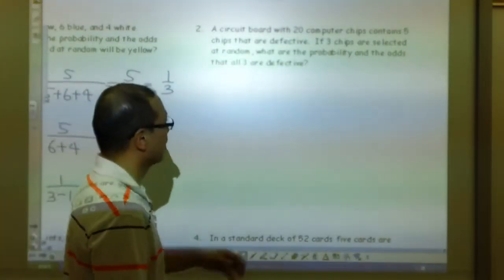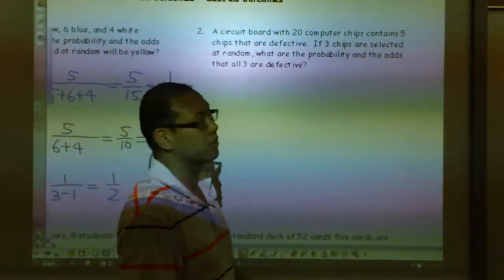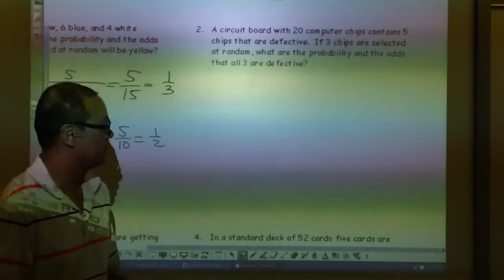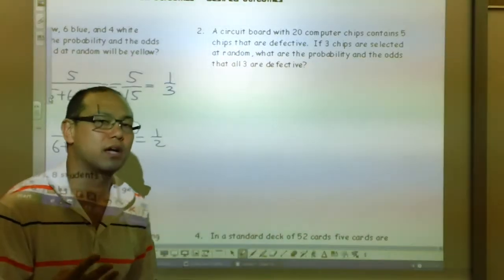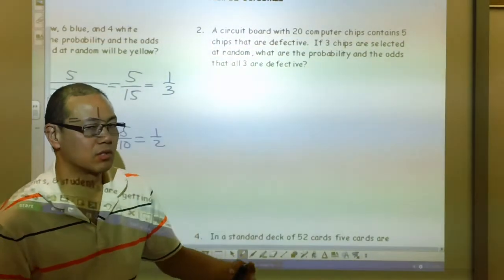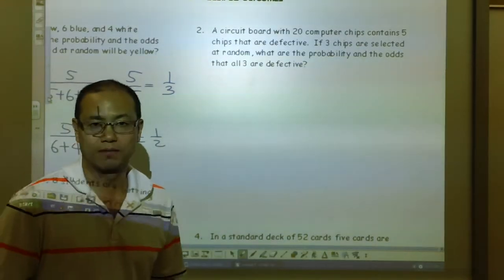So, a circuit board has 20 computer chips. It looks like 5 of them are defective. So now the question is, if I was to randomly choose 3 out of those 20, what's the probability and odds that all 3 are defective?